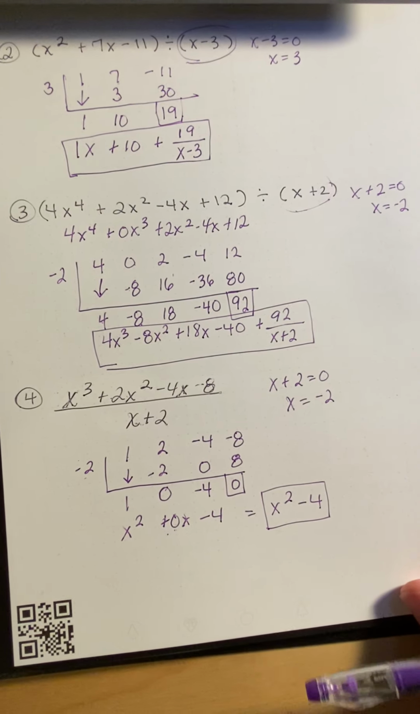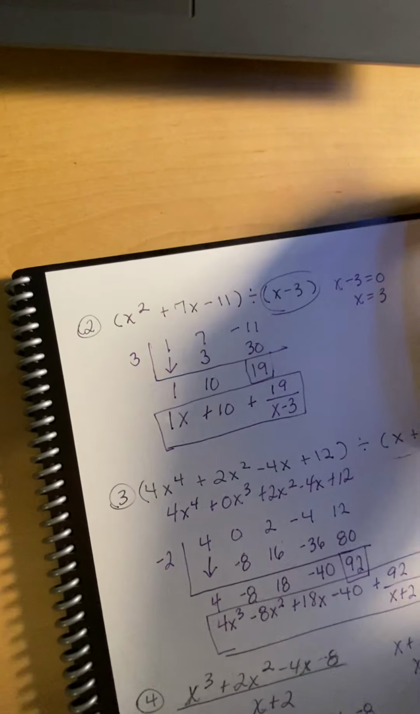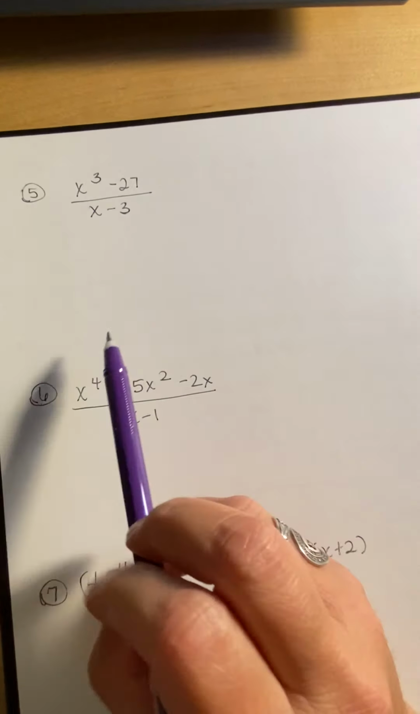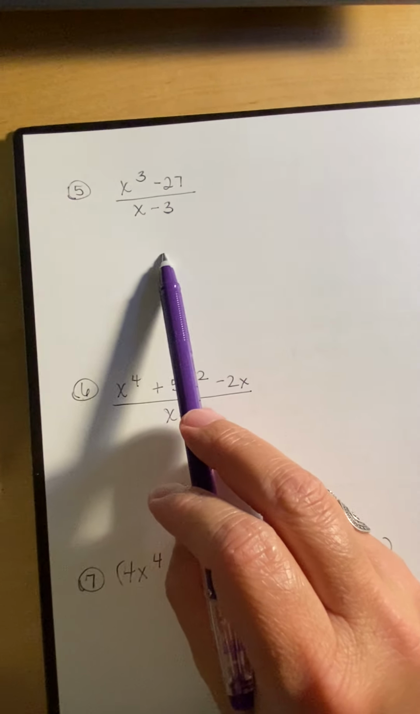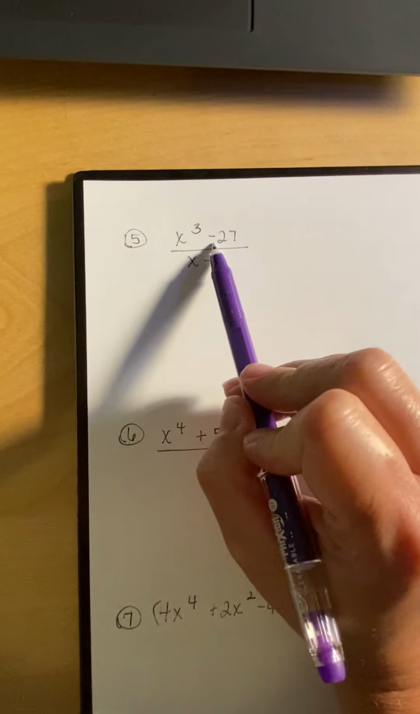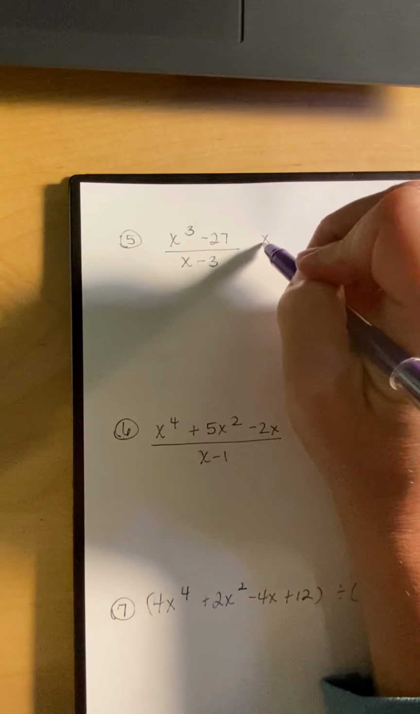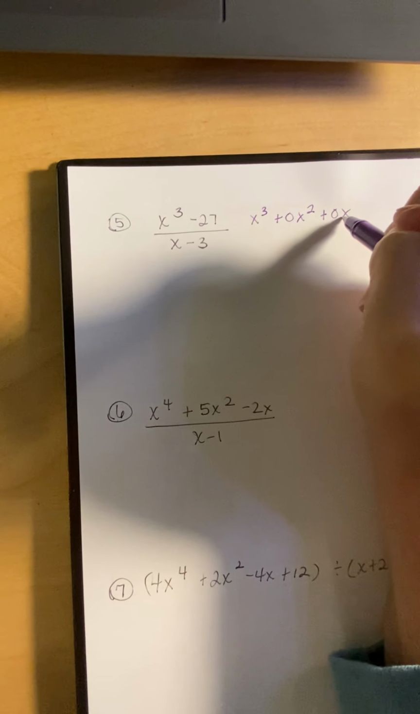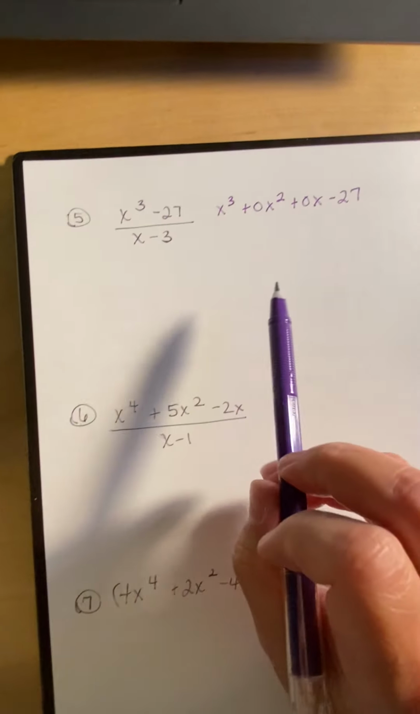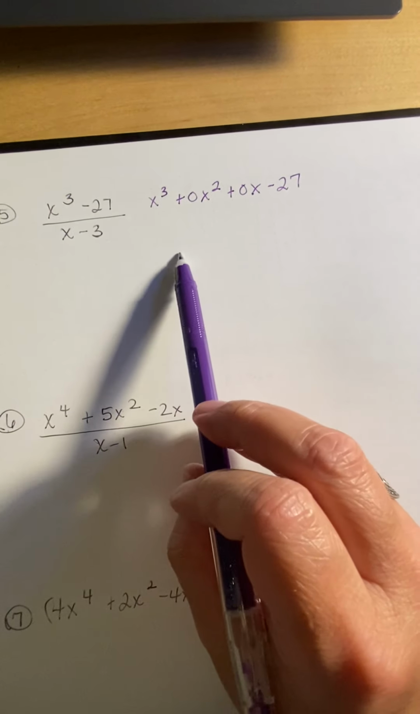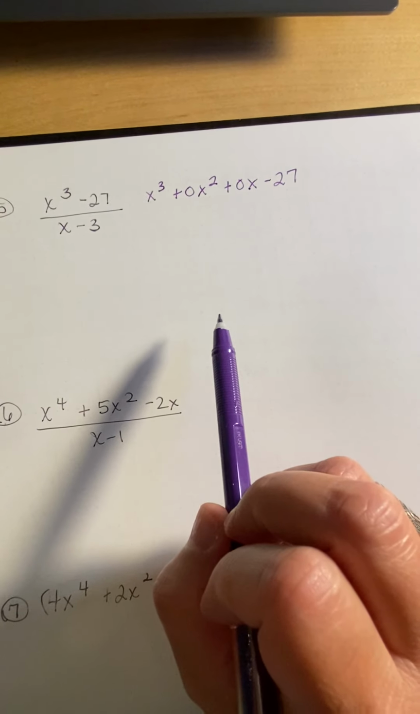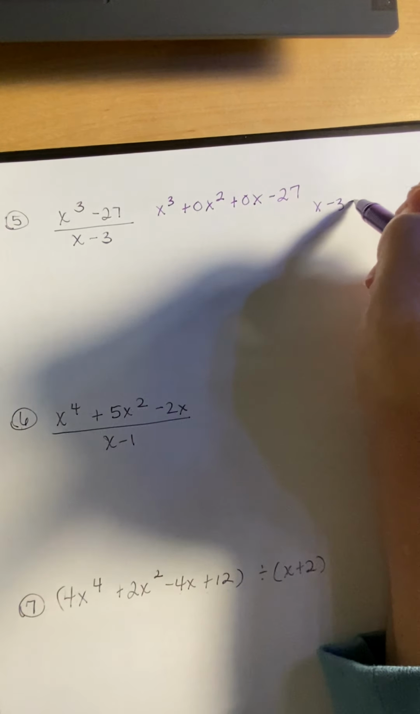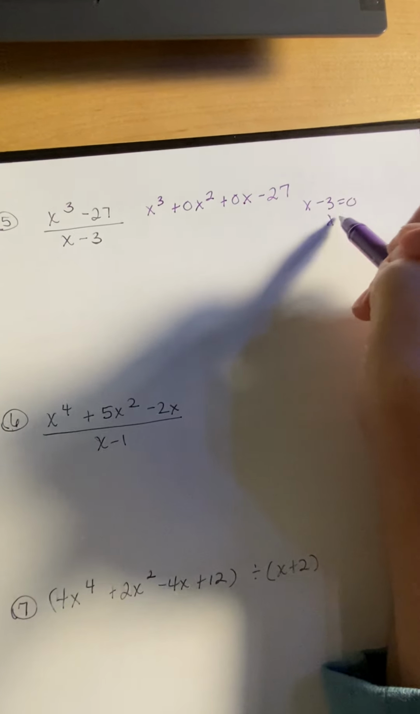Okay. Let's try another one here real quick. So we've got x cubed minus 27 divided by x minus 3. Notice we have some missing terms here. So we're going to have x cubed plus 0x squared plus 0x minus 27. And you can have multiple missing terms, and you need to make sure you're putting zeros into all of those spots. Now we're going to take the x minus 3, set it equal to 0, and solve it. So x is just going to be 3.